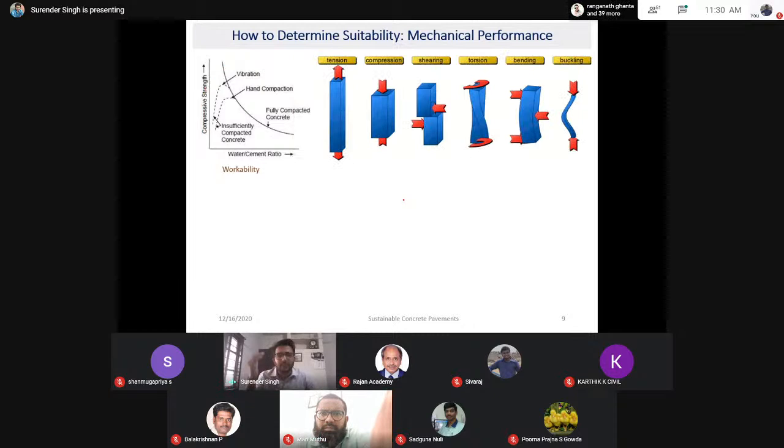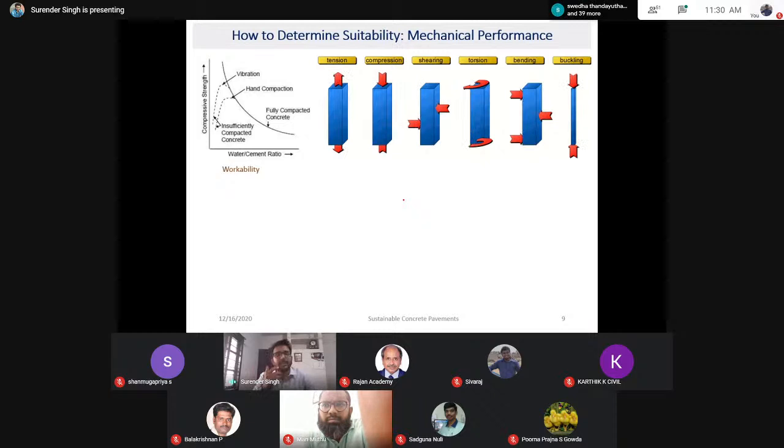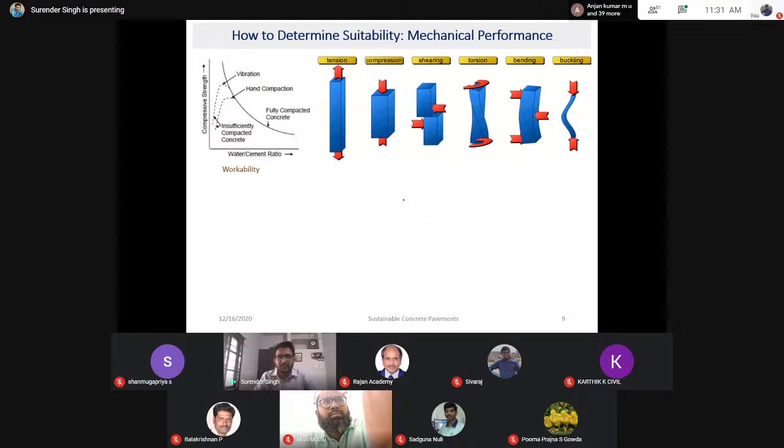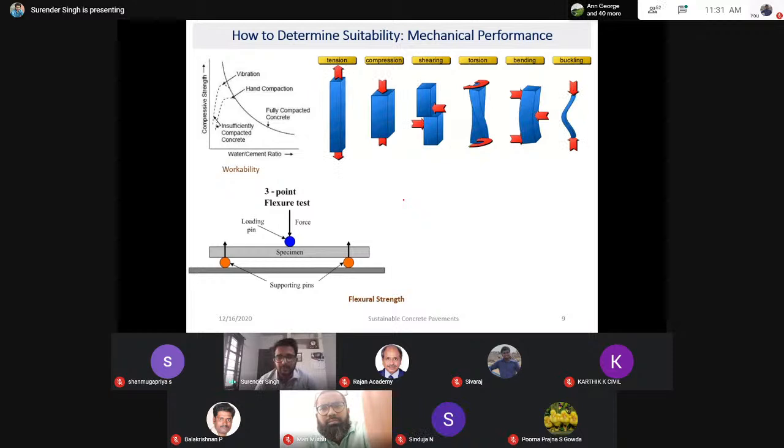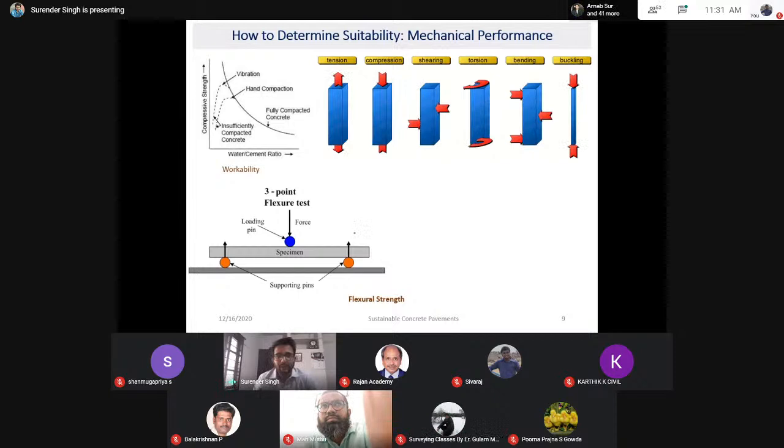The different properties: if I want to use recycled aggregate for my pavement or for buildings, they could be different properties. Then you have to check whether at a replacement ratio, let's say 50%, you are getting all the properties or not. But for concrete pavements, the important thing is flexural strength. You might have this testing equipment in your lab, known as the third point flexural strength.